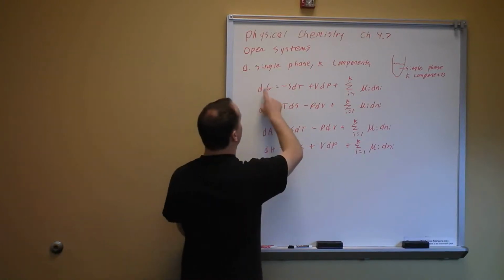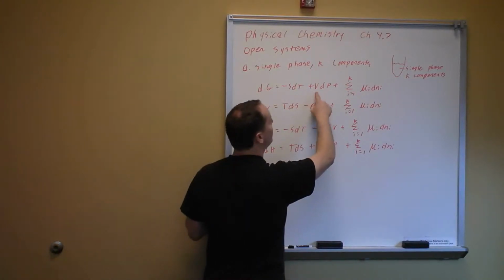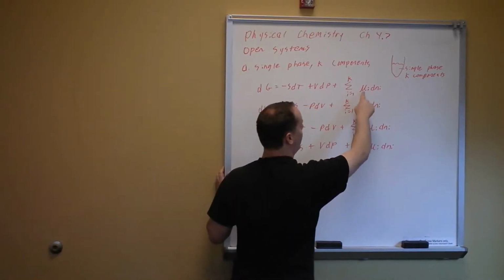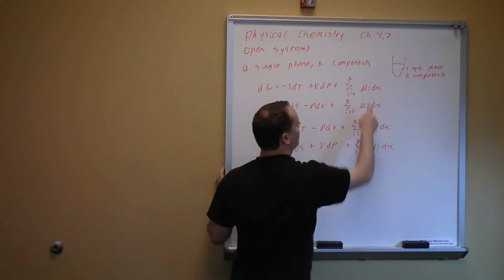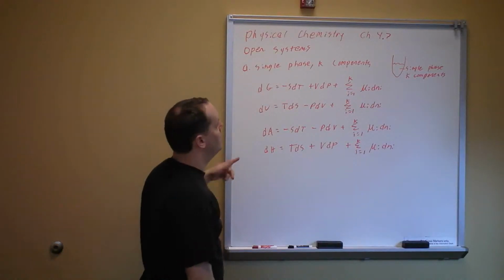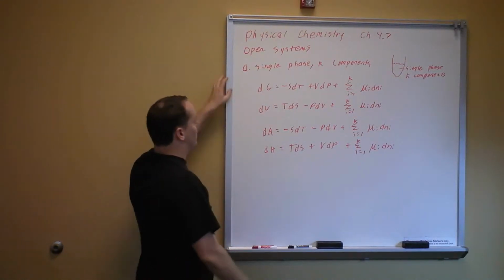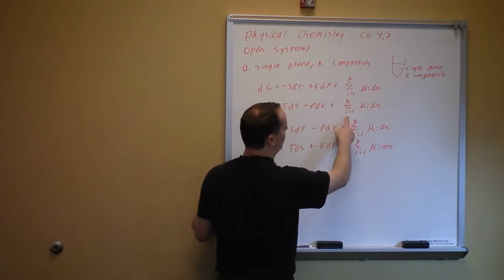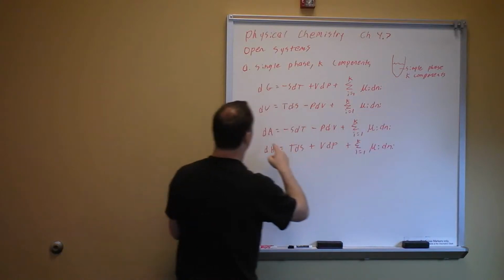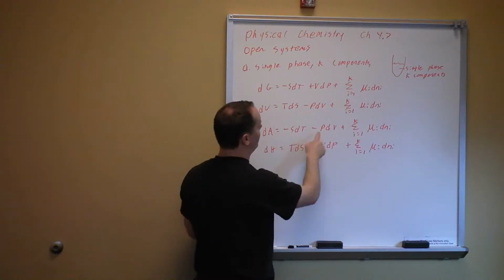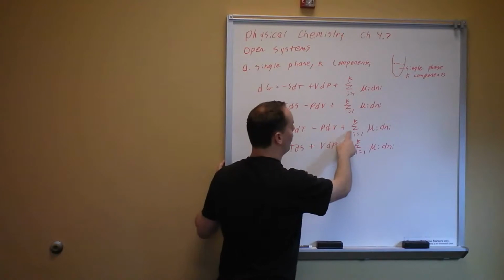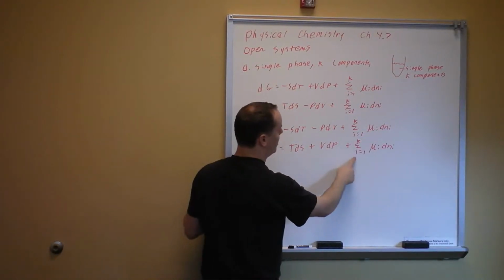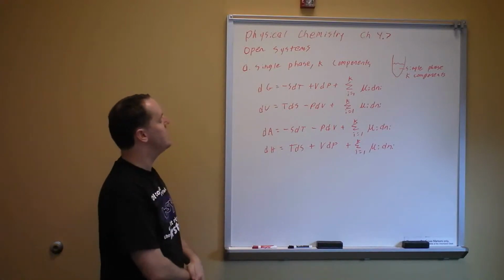Now originally we showed it like this. So dG is equal to minus SdT plus VdP plus the sum from substance i=1 to substance k of mu of substance i times the differential of substance i, dn_i. But it could also be written dU equals TdS minus PdV plus the sum from 1 to k of mu_i dn_i. Or dA equals minus SdT minus PdV plus the sum from 1 to k of mu_i dn_i. Or dH is equal to TdS plus VdP plus the sum from 1 to k of mu_i dn_i.